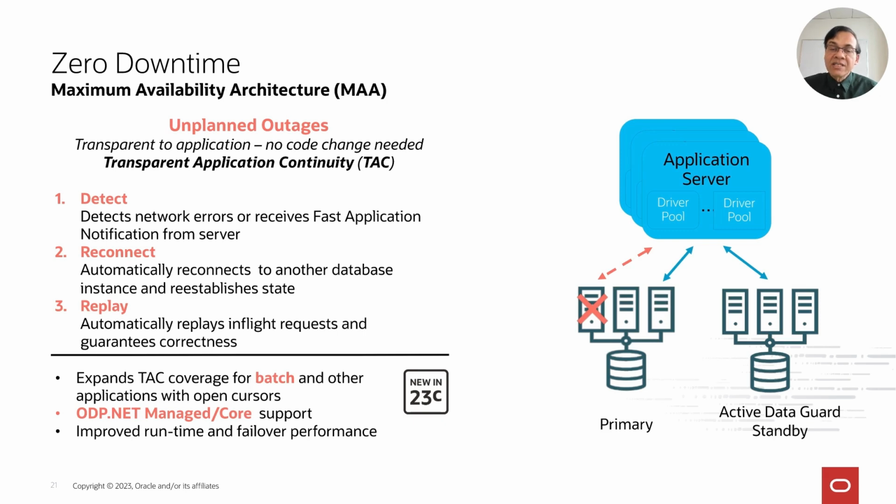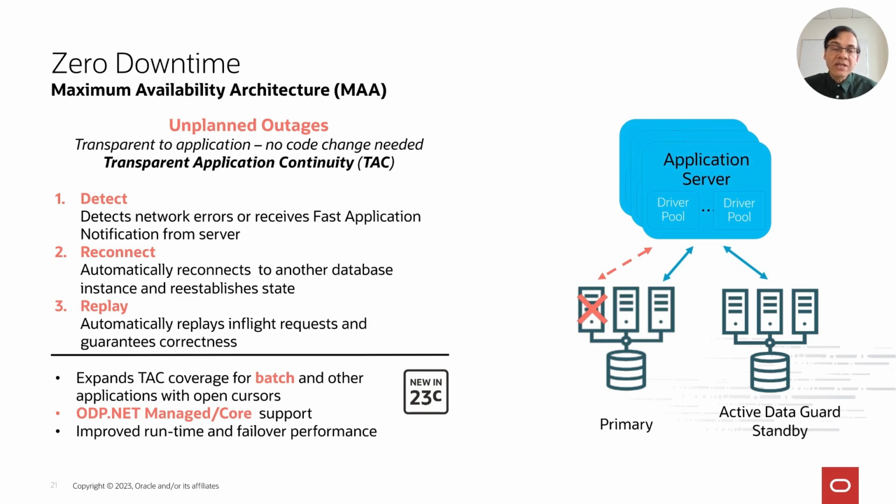But after that, since some in-flight work is in progress, it will replay the in-flight requests, and it will guarantee correctness to ensure that no transaction is committed twice and all the work is completely consistent. So this is the technology which is called transparent application continuity. This is a complex technology, but this is a very high-level overview of how it works. So what it achieves is that you can achieve complete transparency against unplanned outages without any code change.